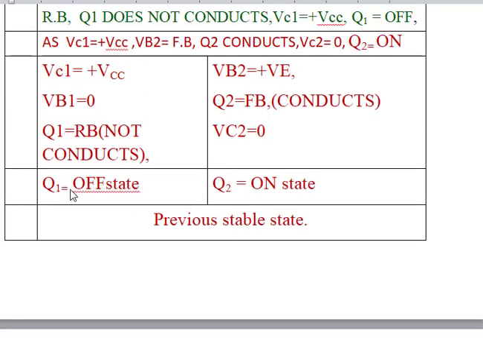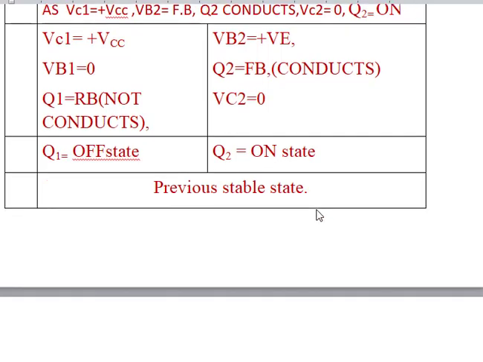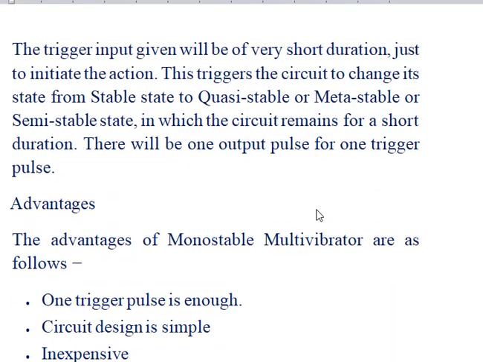Initially Q1 was in the off state and Q2 was in the on state. On applying trigger pulses, Q1 shifted from the off state to the on state, and Q2 shifted from the on state to the off state. When the trigger is completed, Q1 again shifted from on to off state, and Q2 from off to on state. So it is nothing but the previous stable state. This operation is known as monostable operation.